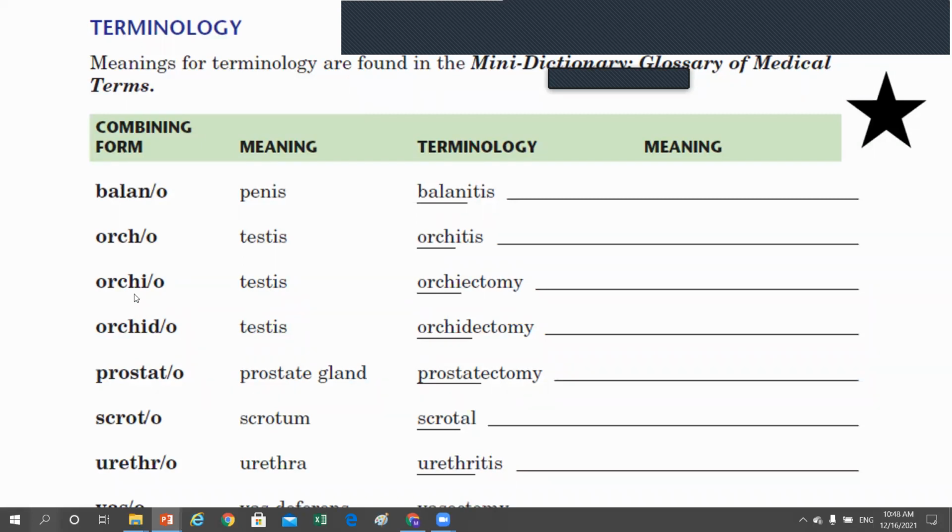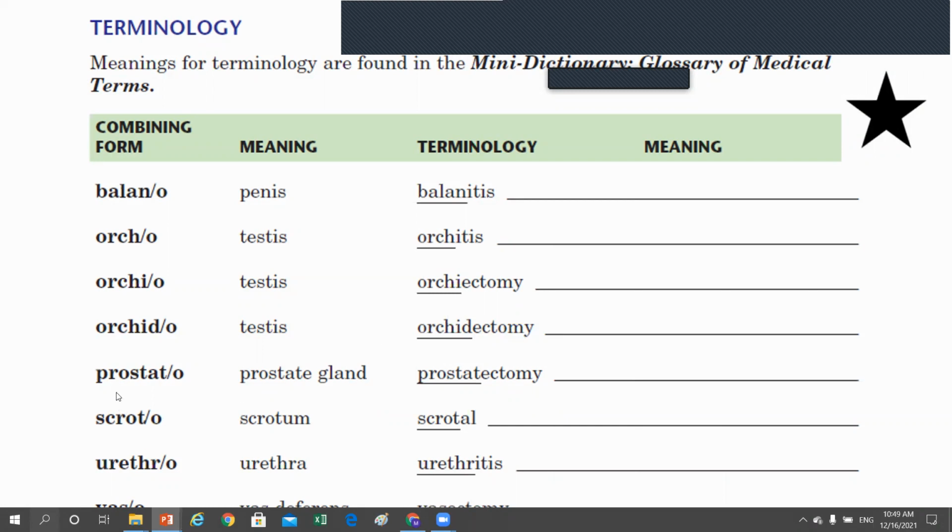Then we have the term orchiectomy. You are familiar with ectomy and orchi. Can anybody tell what this word will mean? Removal of the testes. Removal or cutting of the testes. Then look at the next term, orchido. This is also concerned with testes, orchidectomy. So this is again for testes.